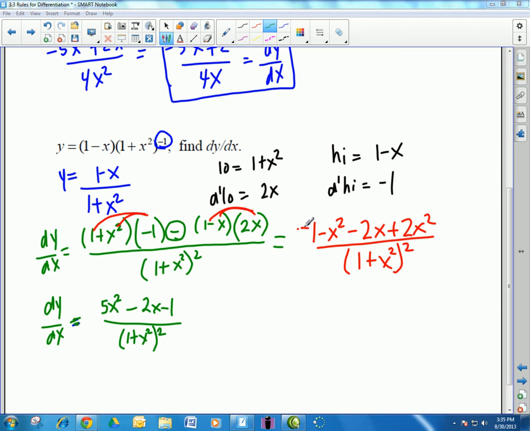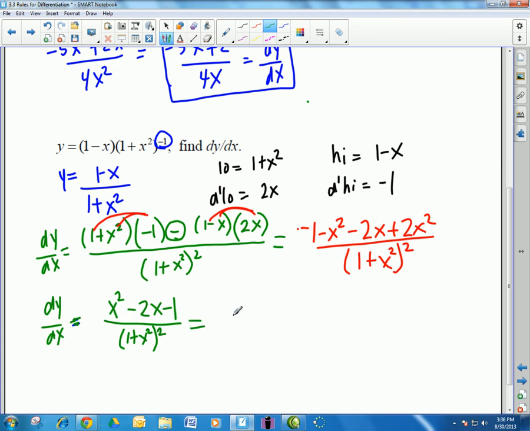And you notice there are some like terms in here. You have a negative x squared and a positive 2x squared. Those go together. That gives you 1x squared, then you have negative 2x minus 1. Put all that together, and that's what we have.